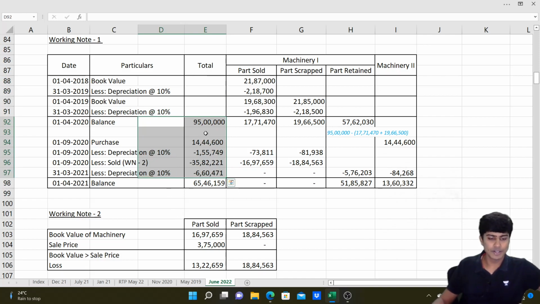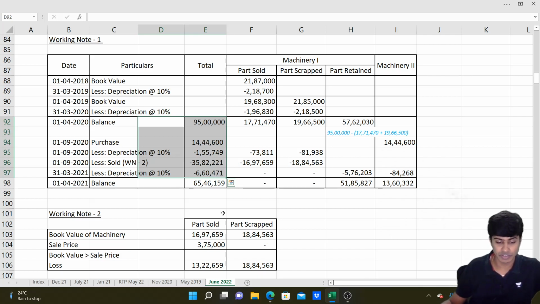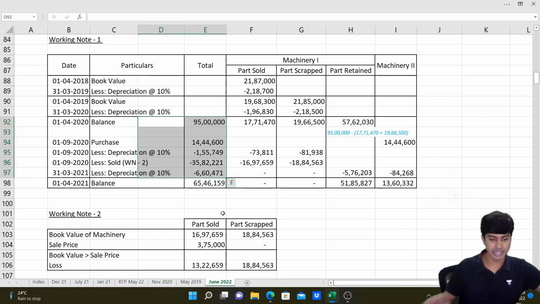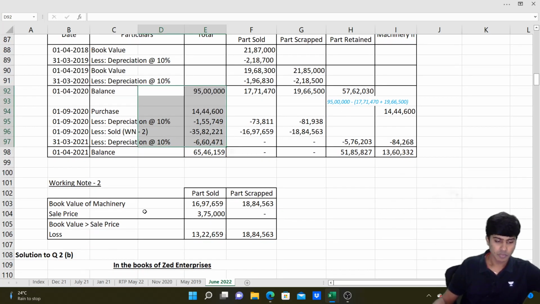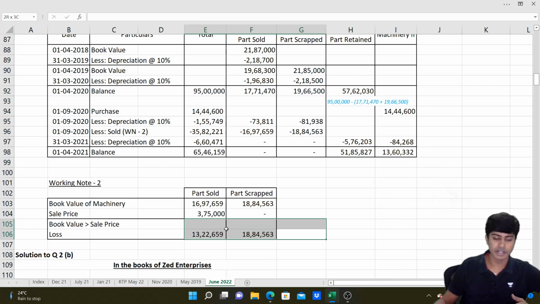So I'll take the total column, and this is what needs to be presented in our ledger account. So I'll write opening balance 95 lakh, purchase 14 lakh 44,600 on the debit, and on the credit depreciation of 1 lakh 55,749 and 6 lakh 471. And for the sale I'll see the working note. Whatever the sale price, 3 lakh 75,000, credit side cash received, and losses will be transferred to P&L.